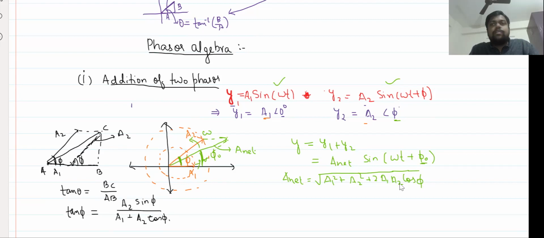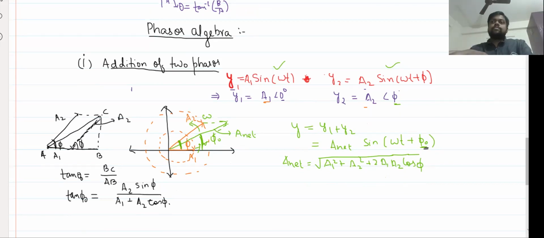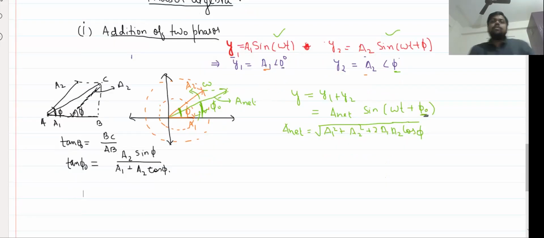So from here you can write this phi naught, tan phi naught in triangle ABC. So this is how we are going to find out. In most of the applications we will be finding the net amplitude only. Very rarely it is asked to find the initial phase of the resultant vector. So this is the addition.